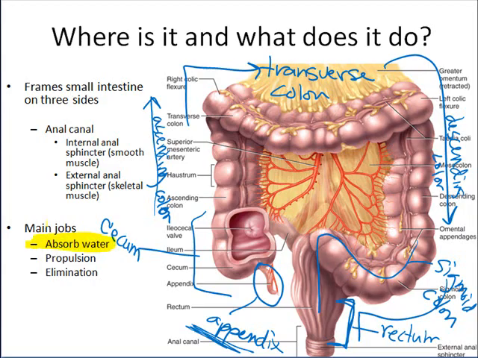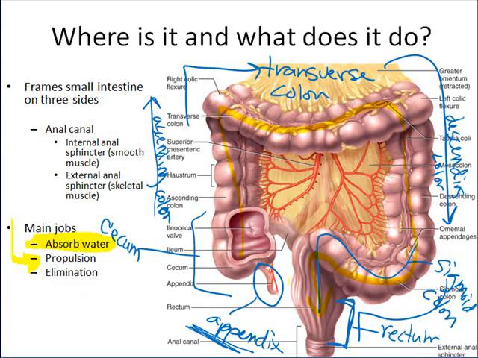Okay, the main jobs of the large intestine are these: to absorb the last bits of water out of the food residue. The process of chemical digestion requires a lot of water. Most of that water gets reabsorbed in the small intestine, but the last bits of it are reabsorbed in the large intestine. And really, that's one of the biggest jobs the large intestine has to do, is to reclaim that last bit of water out of the forming feces. It also has another job, which is to propel the food residue forward towards the sigmoid colon and rectum.